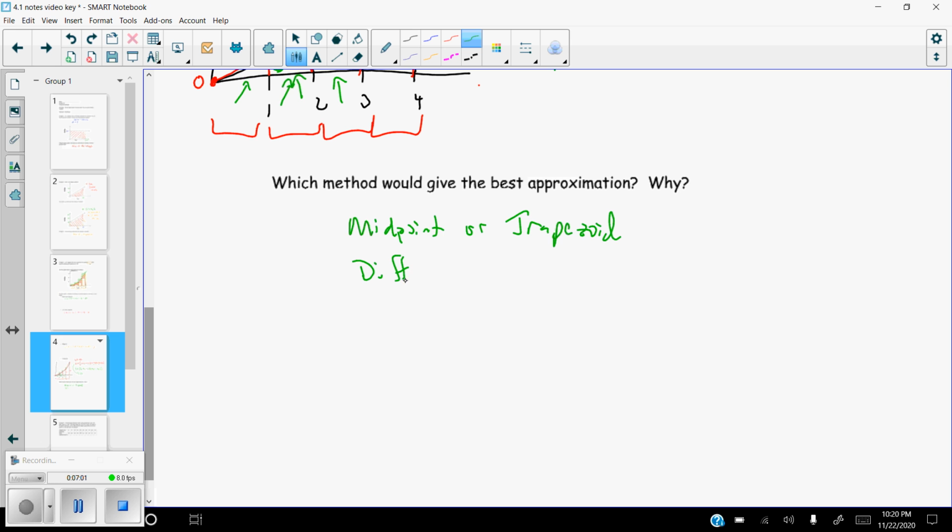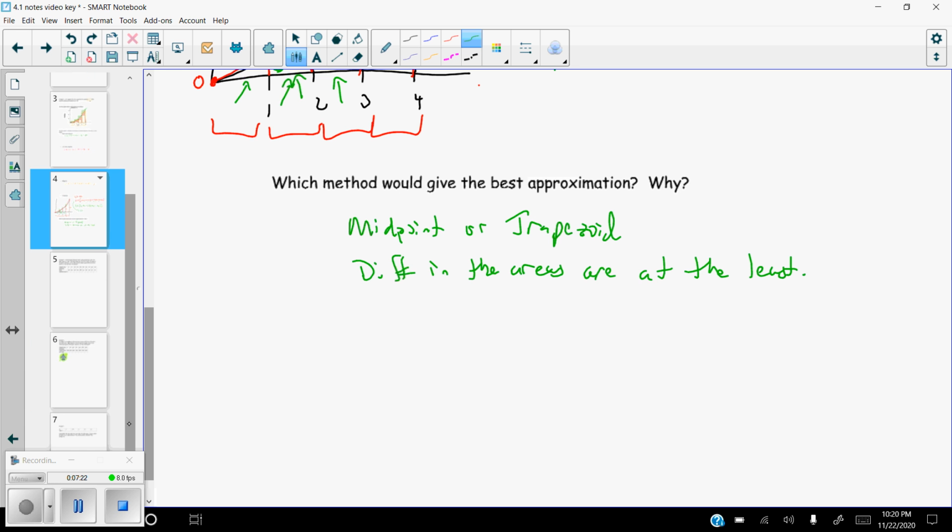So the difference in the areas are at the least. From the left and the right hand approximations, they were clearly, one was way over, one was way under. That was pretty clear. All right, let's go ahead and do 3 actual examples then.